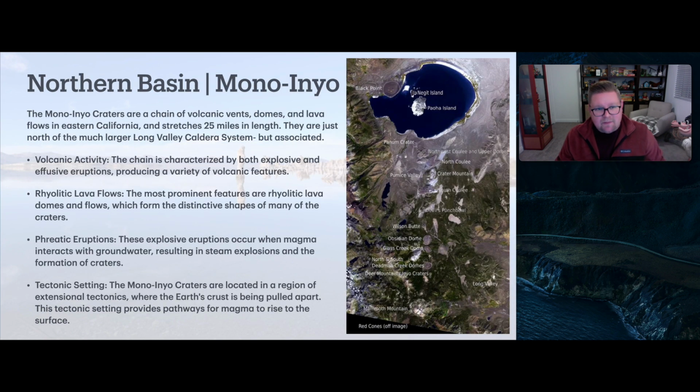So we'll start at the top in the northern part of the basin, which is considered the Mono and Inyo County region. The Inyo Craters are a chain of volcanic vents, domes, and lava flows along the eastern Sierra that stretches about 25 miles in length. They're just north of the much larger Long Valley Caldera system, but they are associated.